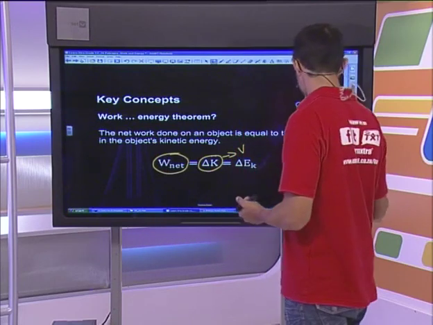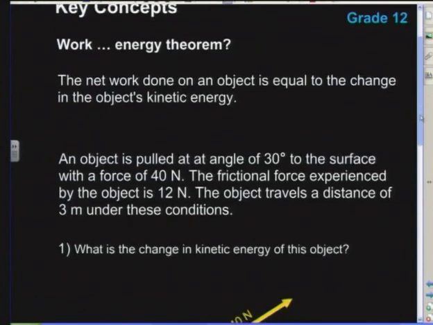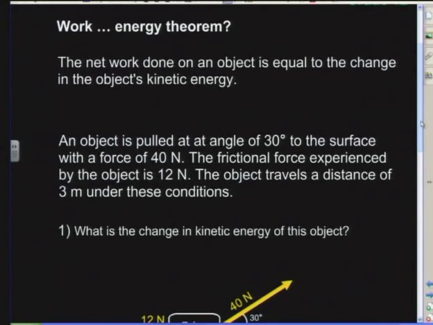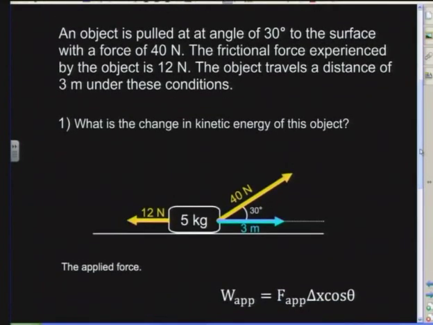Okay, so here it is. Here's my first example. This came from a past paper as well. It's not one of the ones which we've published, but what I've decided to do is to write it out for you. So let's use our work energy theorem. An object is pulled at an angle of 30 degrees, so there we go. We've already got an angle there to the surface with a force of 40 newtons. The frictional force experienced by the object is 12 newtons. Guys, there's now two forces. The object travels a distance of 3 meters under these conditions.